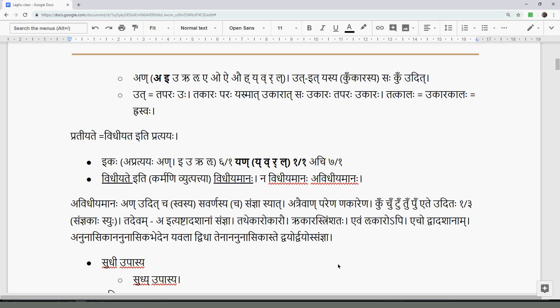We'll see the derivation. I would like to explain how this sutra is applicable. That apratyahara factor I want to explain using Eko Yanachi as an example sutra. I would take this in the next part tomorrow.